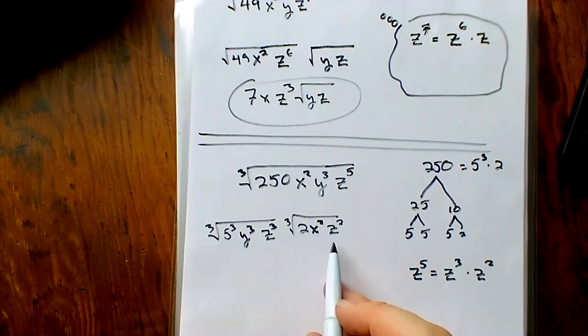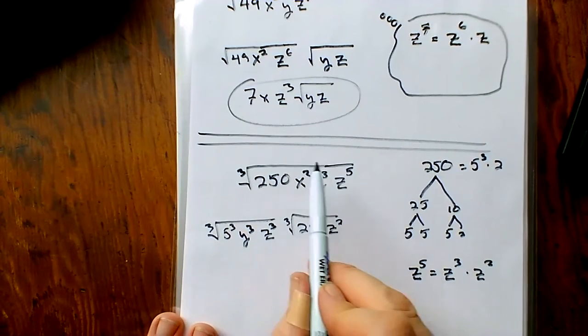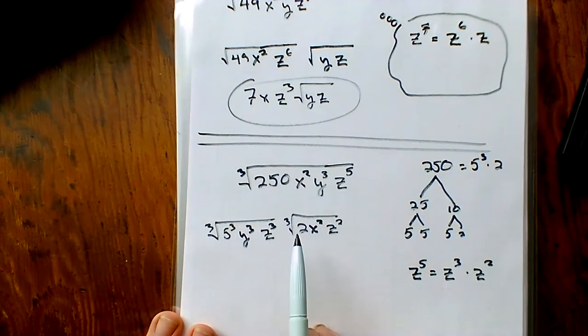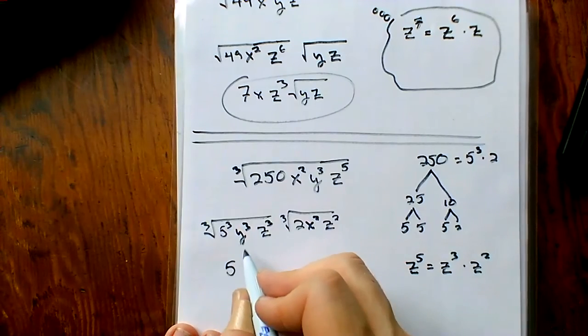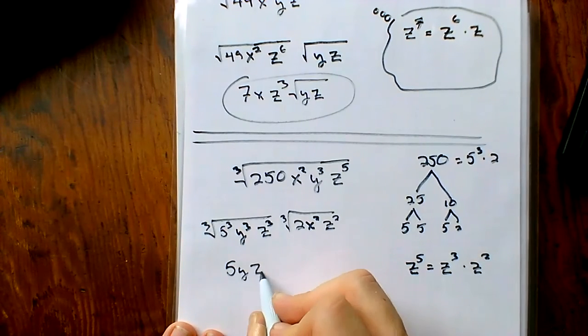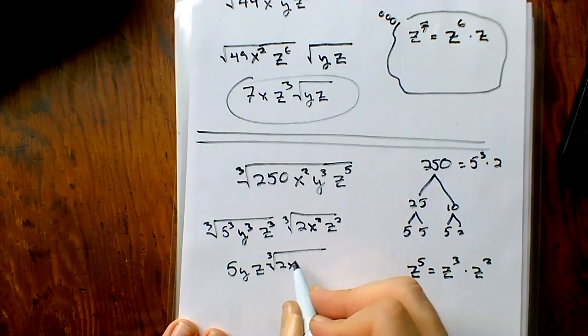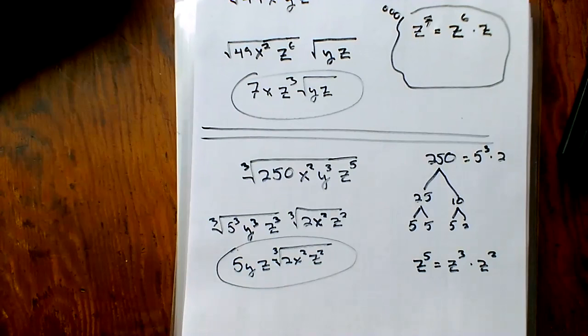So if I were to multiply these two together, this is our check, I would be right back where we started. And everything in this first radical, I can evaluate. So the cube root of 5 cubed is just 5. This is going to be 5yz times the cube root of 2x squared z squared. Alrighty, hopefully this has helped, and I will see you in the next video.